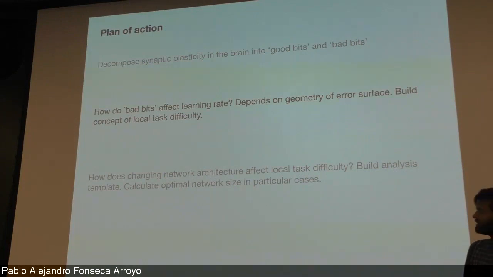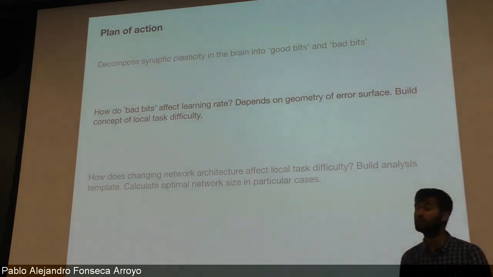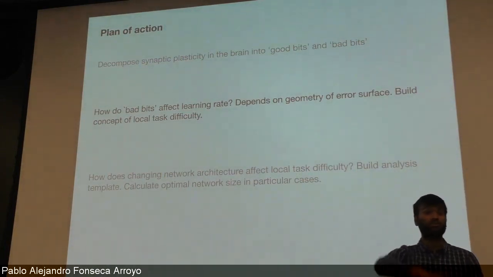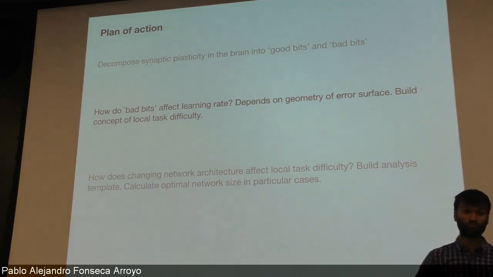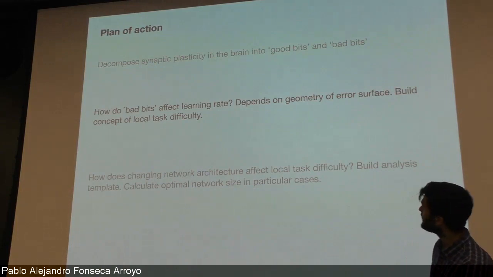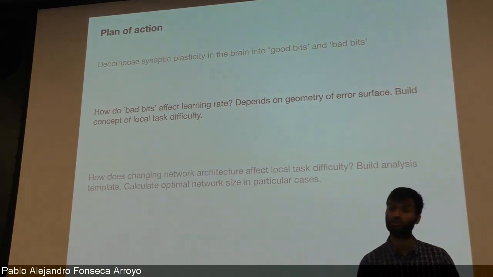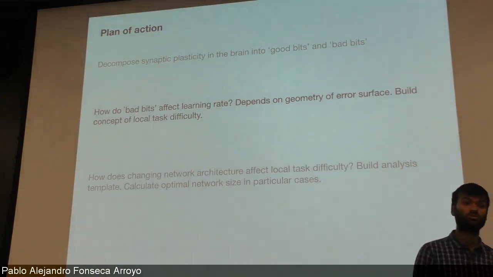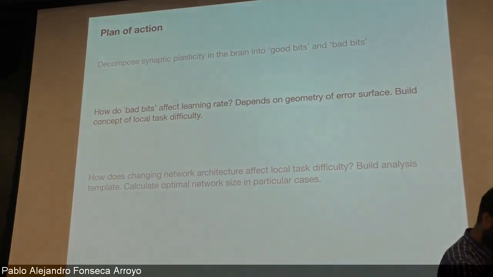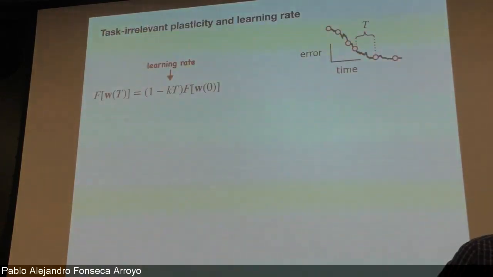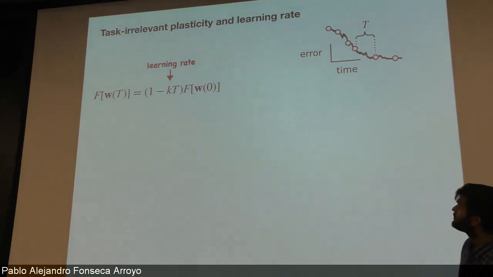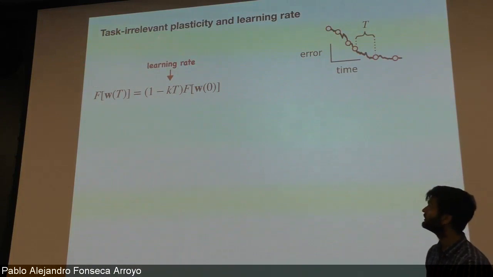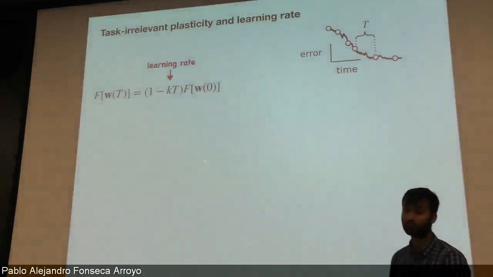Okay, cool. So I've made this kind of discrete analog way of representing continuous movement of synapses. There's good bits and there's bad bits. And now I want to see how the bad bits affect the learning rate. And it's going to be to do with the geometry of the error surface. So let's think about the local learning rate over this time interval. We're going to represent it by this k. And of course, this k will change at different time points. This is a local learning rate, temporally local.